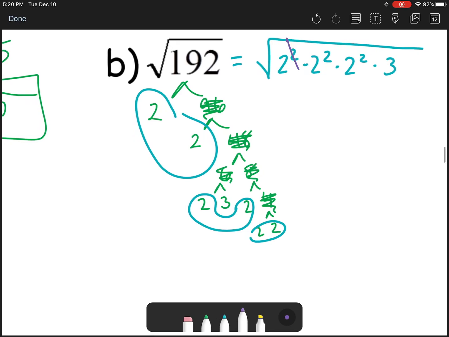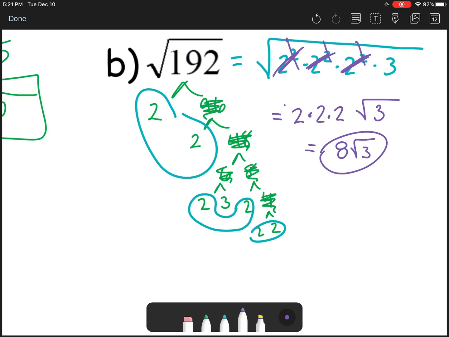Remember, these cancel each other out. All 3 of these cancel each other out because that square root is the opposite of squared. So that means we're going to have a 2 from right here times another 2 times another 2 that comes out of our radical, and then that 3 is stuck in that radical forever because it doesn't have a group of 2. And then after you simplify, you need to make sure everything that you can multiply together is multiplied together. So 2 times 2 times 2 would be 8, so 8 times the square root of 3 is our answer.